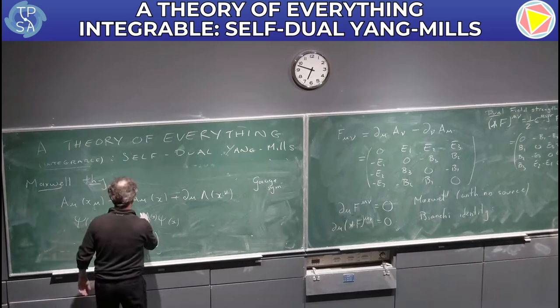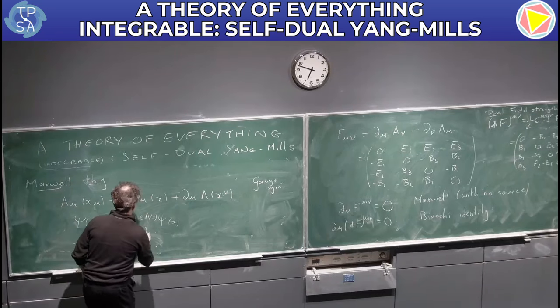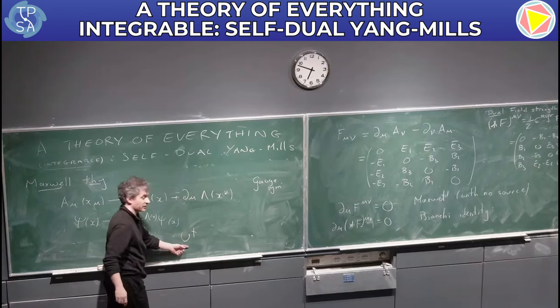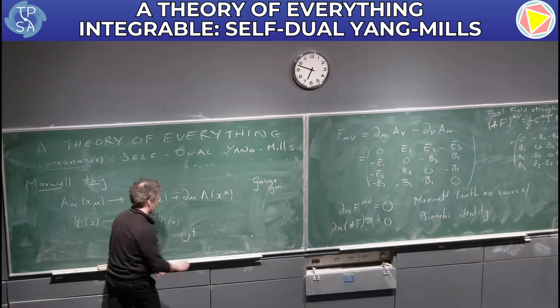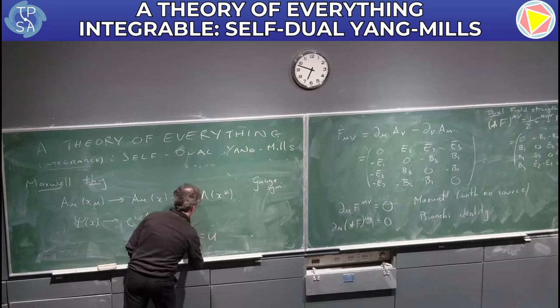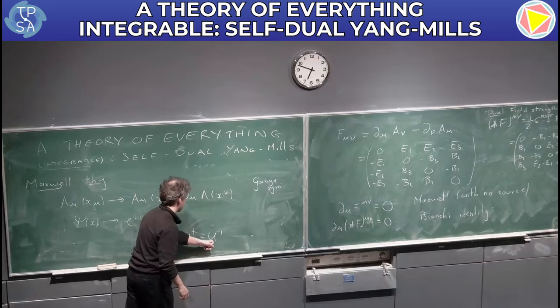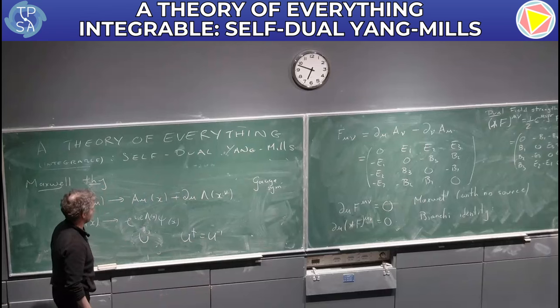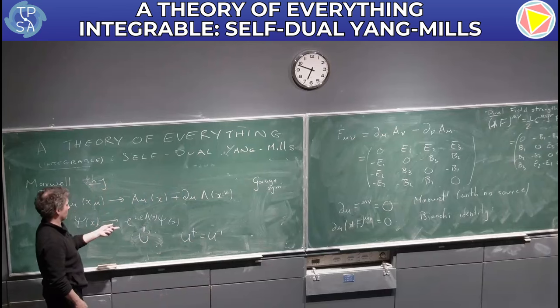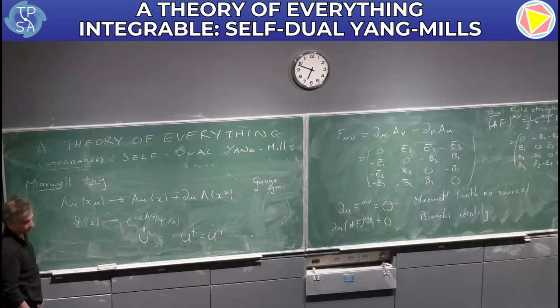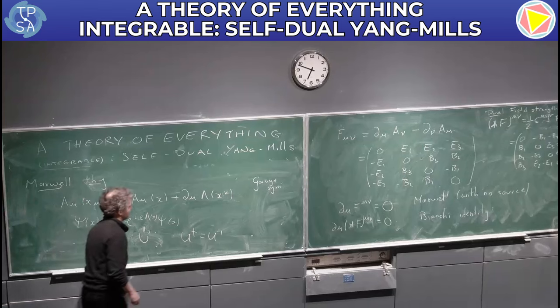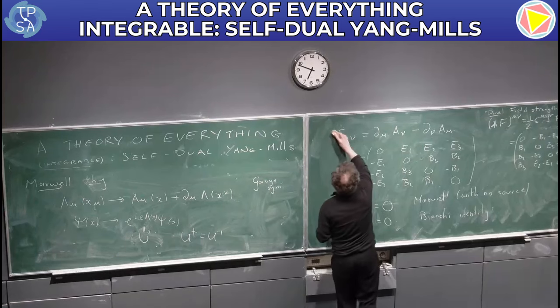So if I call this U, and I take the complex conjugate, which I'm going to call U dagger, this is U inverse. And so if I multiply this by this, I get 1, right? Okay, so as I say, this is the group U1. So that's Maxwell's theory.